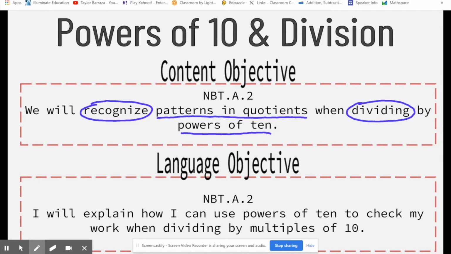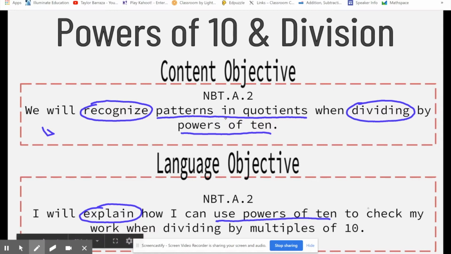The language objective is how we will show that we have learned the concept. If I want to show that I have learned the concept, I will explain how I can use powers of 10 to check my work when dividing by multiples of 10.